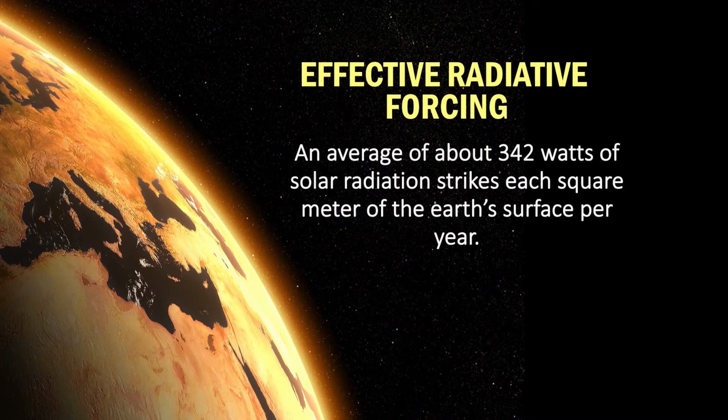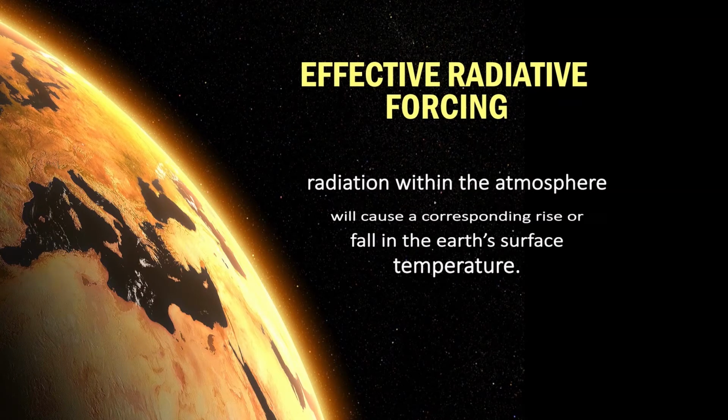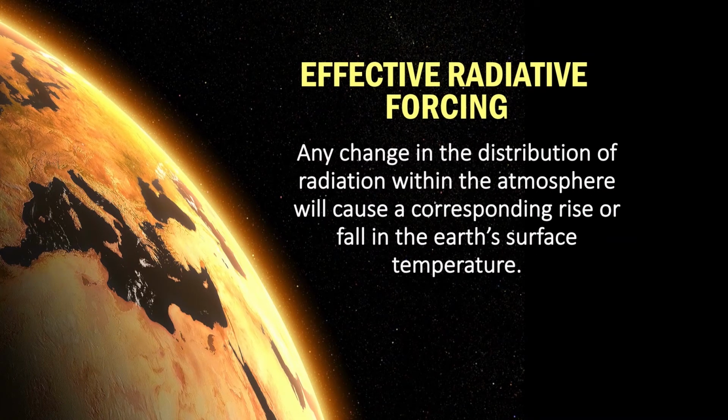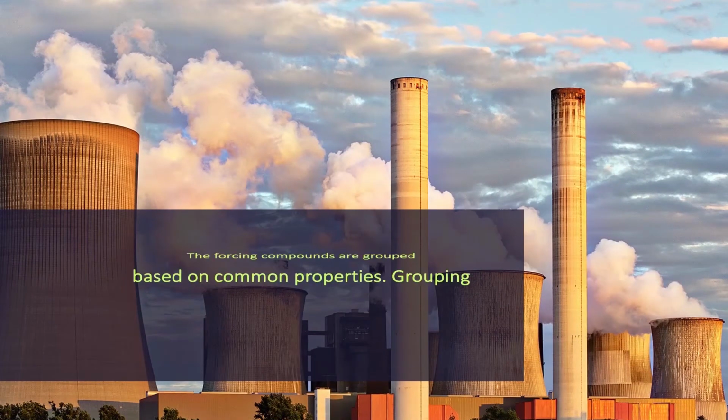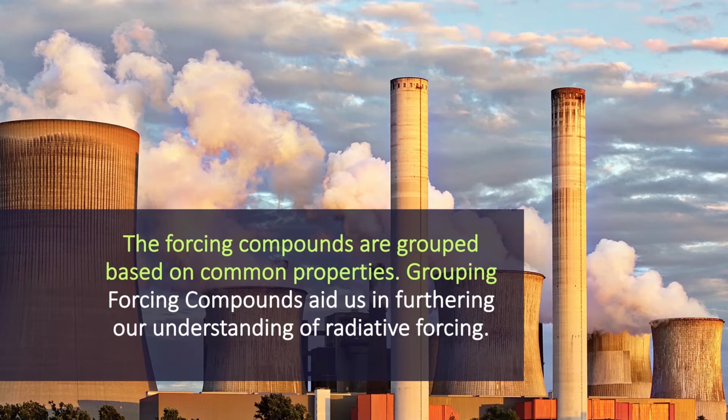We call that the solar constant. So any change in the distribution of the radiation within the atmosphere will cause a corresponding rise or fall in the Earth's surface temperature. Okay. So we will see further the forcing compounds. The forcing compounds are grouped based on common properties. Grouping forcing compounds is very important because it helps us to understand the radiative forcing.